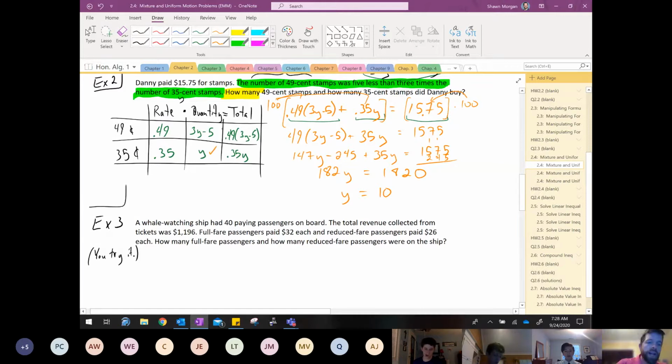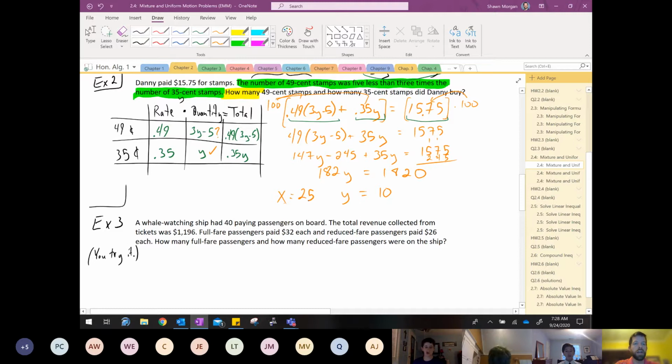So in other words, we figured out this cell. Now we still need to figure out this other cell. That's the easy matter of just plugging in y equals 10. So 30 minus 5 is 25. So x equals 25.